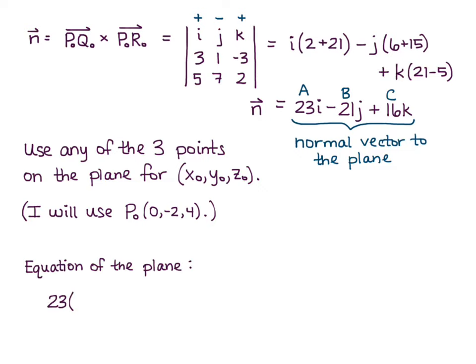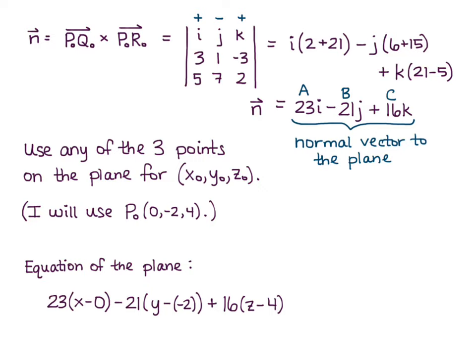So now my equation of the plane is 23, that comes from the i component of the normal vector, times x minus x naught, so x minus 0, minus 21, the j component of the normal vector, times y minus -2, so the -2 comes from the point P naught, plus 16, the k component of my normal vector, times z minus 4, so z minus z naught.